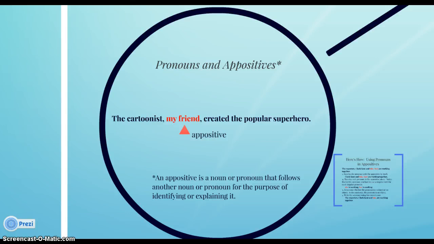An appositive is a noun or pronoun that follows another noun or pronoun for the purpose of identifying or explaining it. Let's look at the example. The cartoonist, my friend, created the popular superhero. And we have the appositive, my friend, explaining or identifying the noun cartoonist.